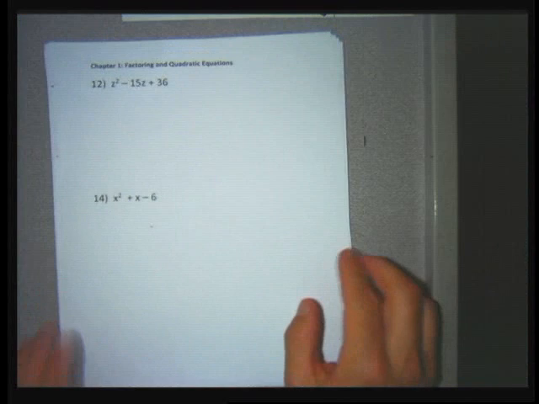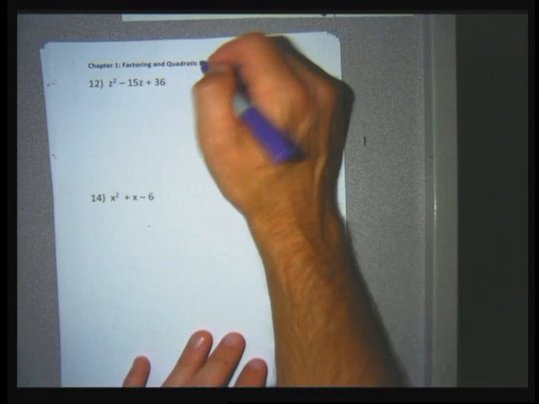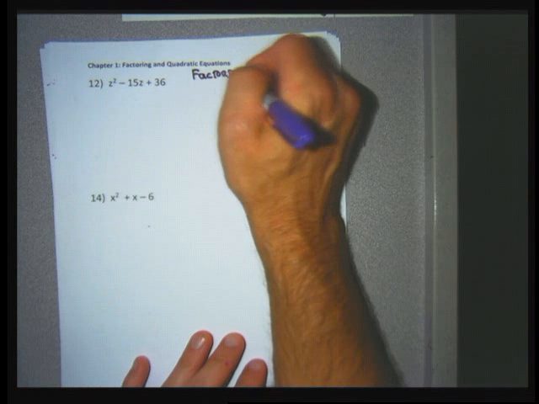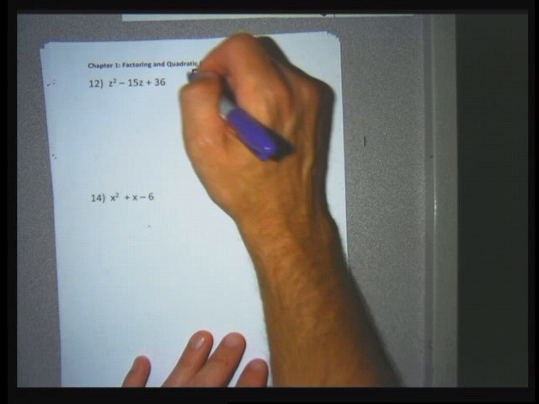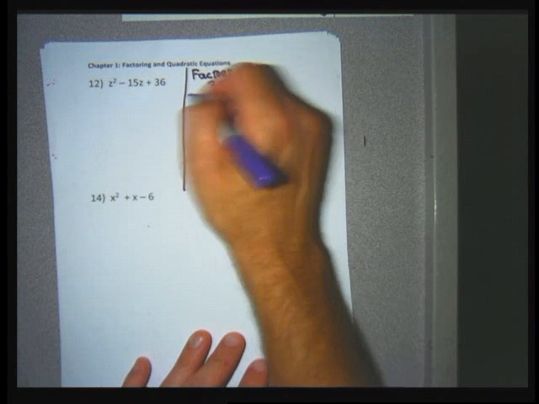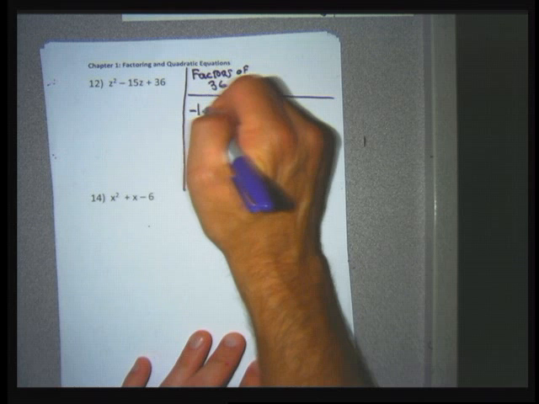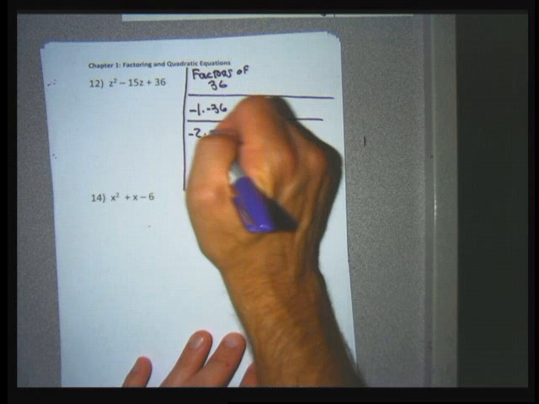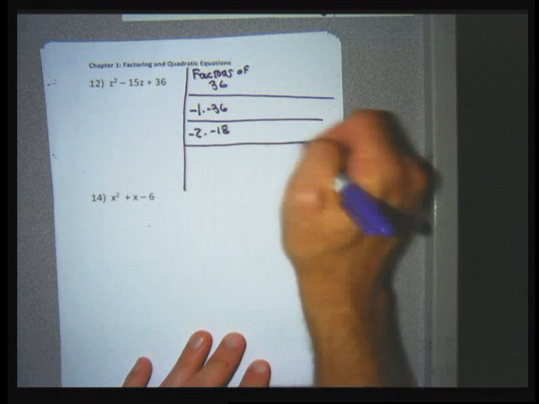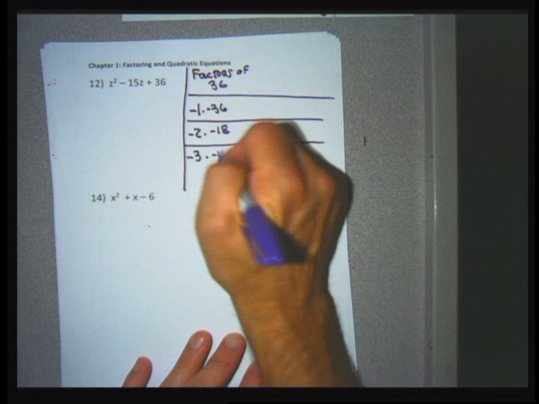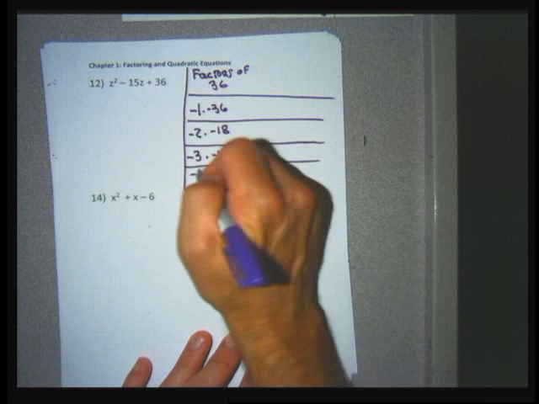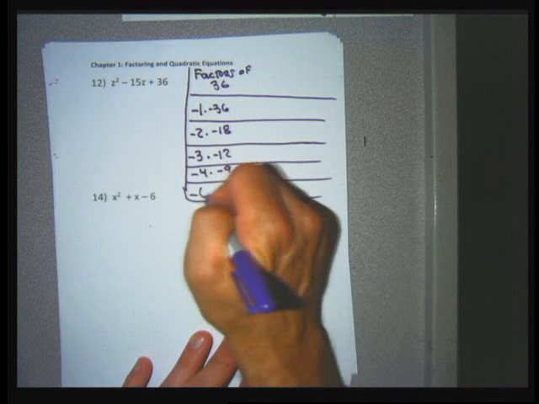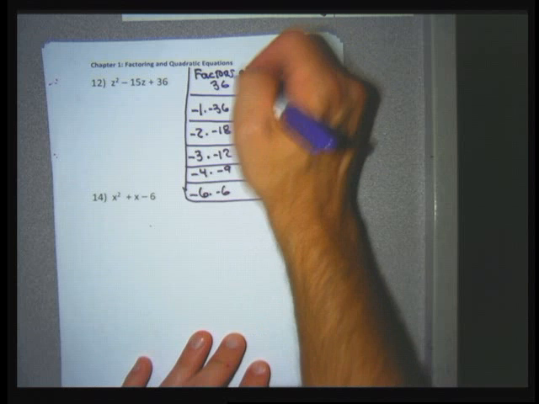I know I have to get negatives in my table, so I won't worry about any double positives. So I'm going to write the factors of 36 again, but I'm going to use the double negative factors. So I'm going to go -1 times -36, -2 times -18, -3 times -12, -4 times -9, and -6 times -6.